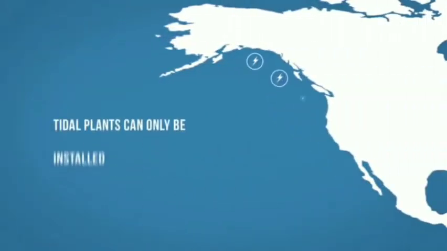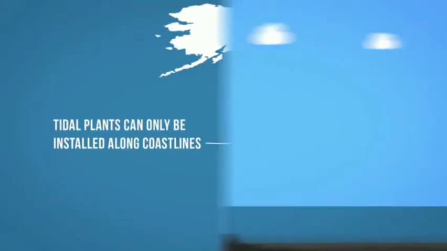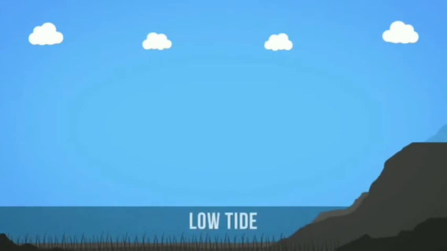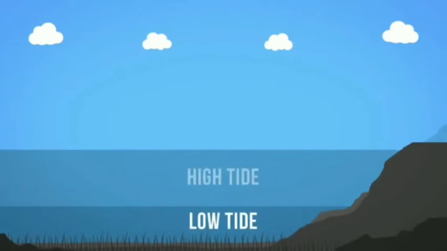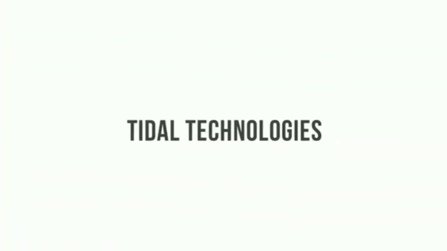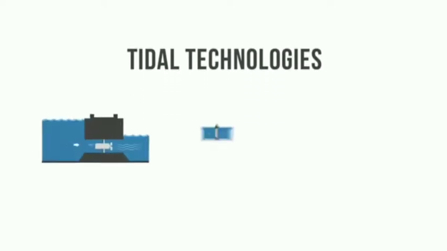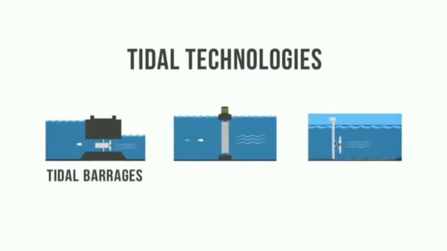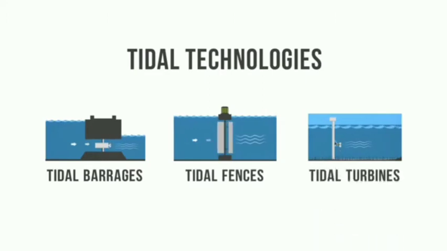Tidal plants can only be installed along coastlines. Coastlines often experience 2 high tides and 2 low tides on a daily basis. The difference in water levels must be at least 5 meters high to produce electricity. Tidal electricity can be created from several technologies, the main ones being tidal barrages, tidal fences, and tidal turbines.